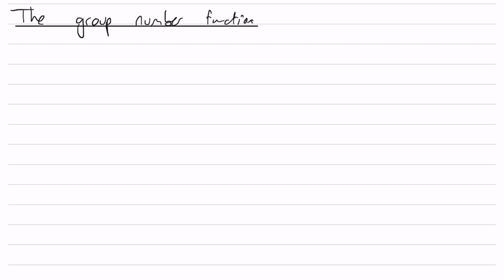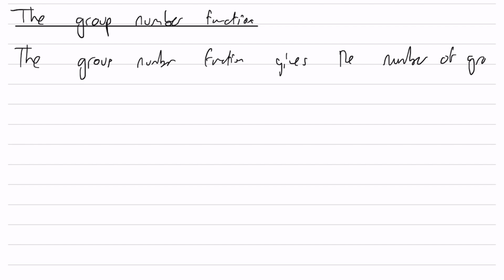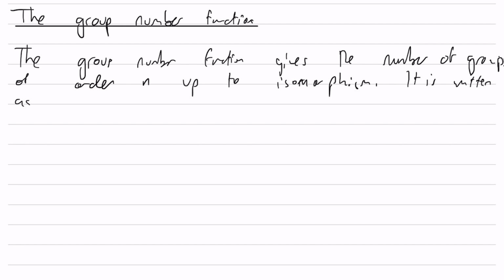In this video, I'm going to discuss a certain interesting function called the group number function. The group number function gives the number of groups of order n up to isomorphism. It is written as GNU(n). So let's give some examples of the values of the group number function.